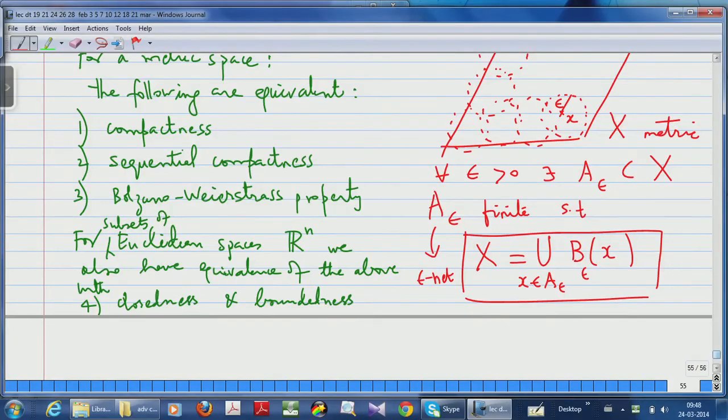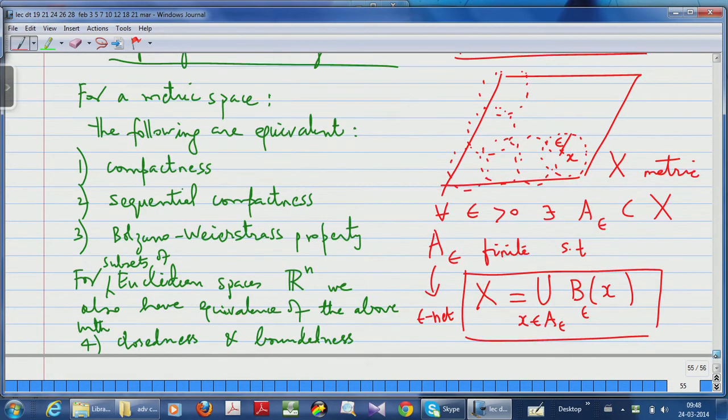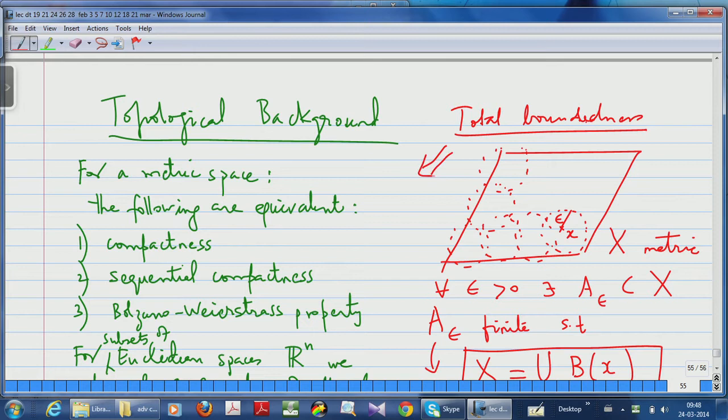The point is that this is a very strong form of boundedness, because this implies boundedness. Why does this imply boundedness? So let me say it in words. This implies boundedness. And why is that true? In fact, what it will tell you is that the diameter of X is comparable to the diameter of any of these A epsilons.